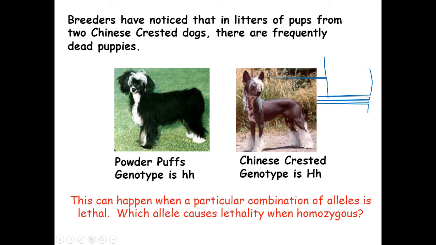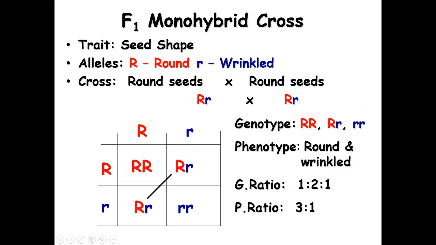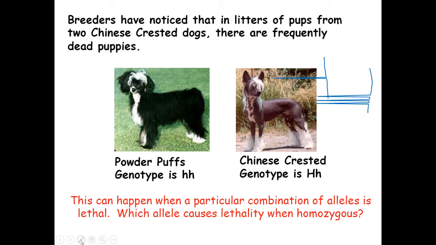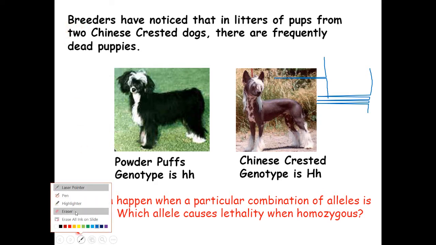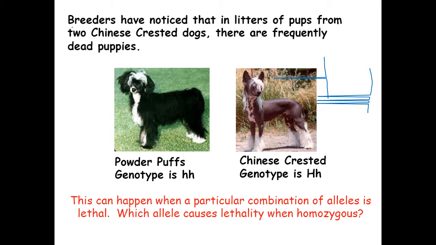Yep, so I see a lot of you say big H is the answer. And you know why, right? Let me see, I switch it to a pen. Now, if you read the question carefully, when you have two Chinese crested dogs, so it's this guy, right? So you're crossing heterozygous big H, little h together. They're dead puppies when you do that.